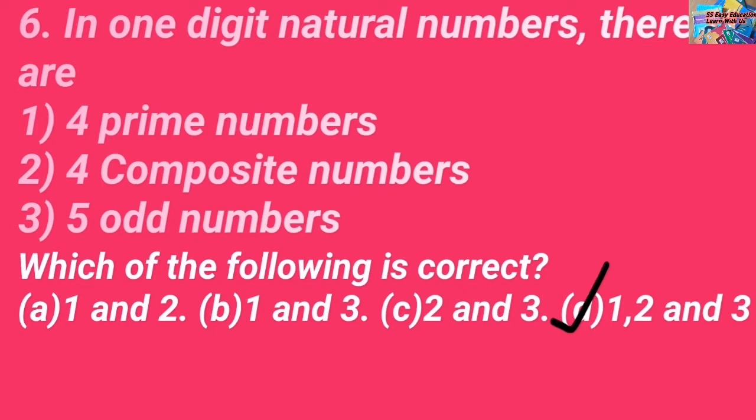It is in one digit natural numbers. Number 1, there are 4 prime numbers. Number 2, 4 composite numbers. Number 3, 5 odd numbers. Next it is written which of them are correct, and the answer is 1, 2 and 3. But the main option should be 4 options. So it will be 1, 2 and 3. I didn't do the rough, but if you need to, you can do it by yourself in your rough copy. Okay everyone?